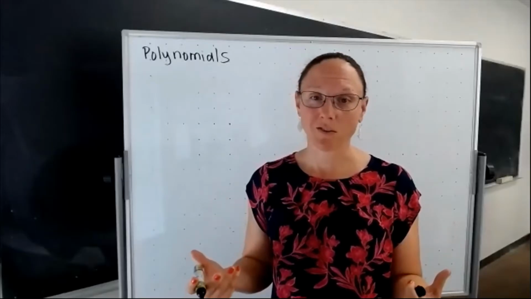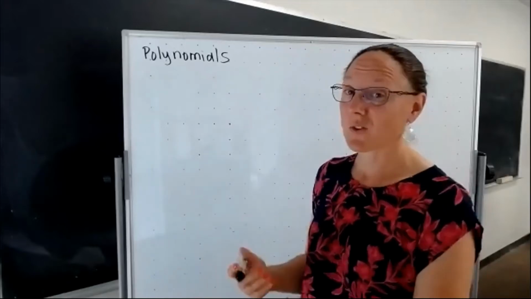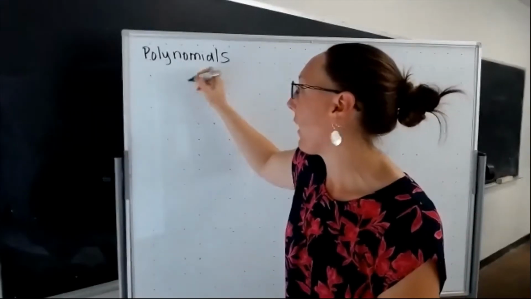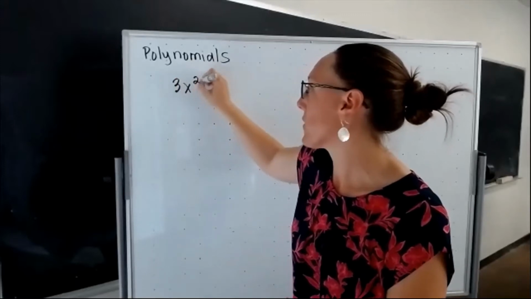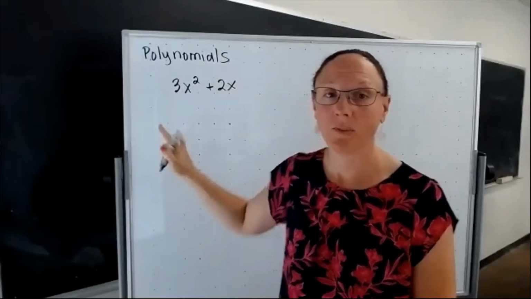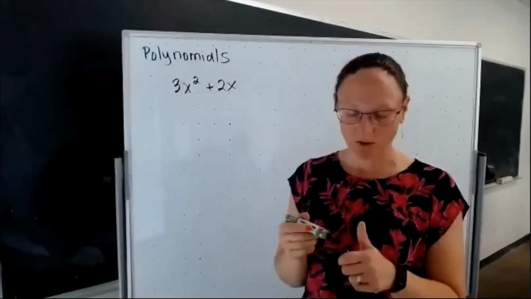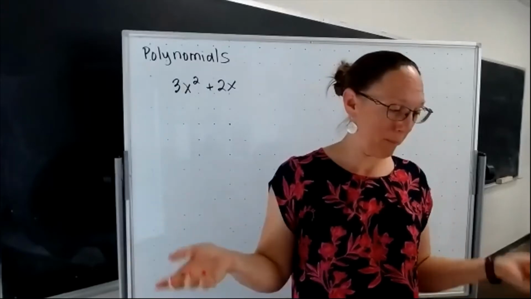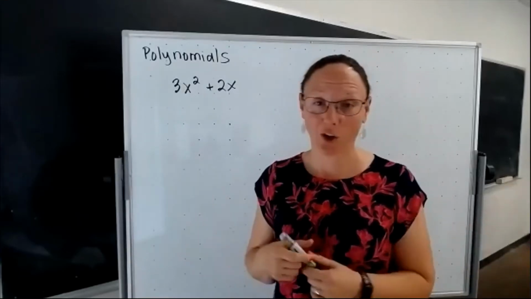Examples of polynomials are anything that looks like a number times x raised to a power. So if I had 3x squared plus 2x, this is a polynomial. Each of these is a monomial, and when I add them or subtract them, we label them as polynomials.